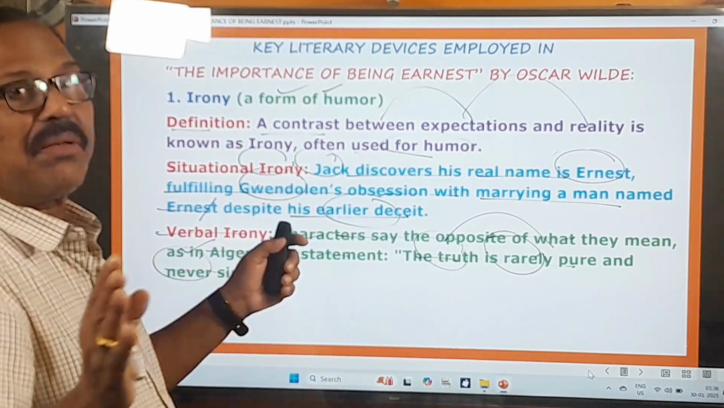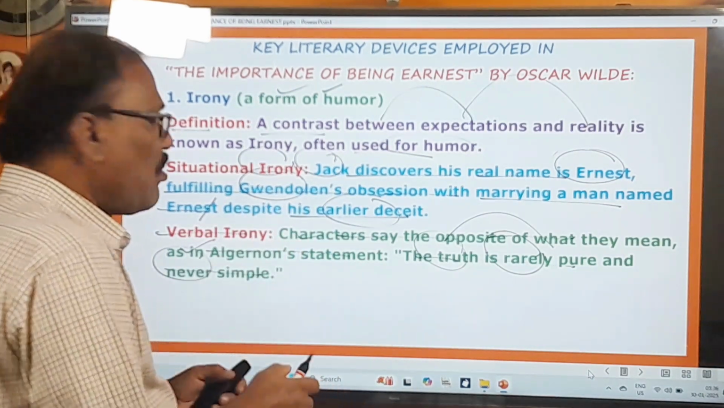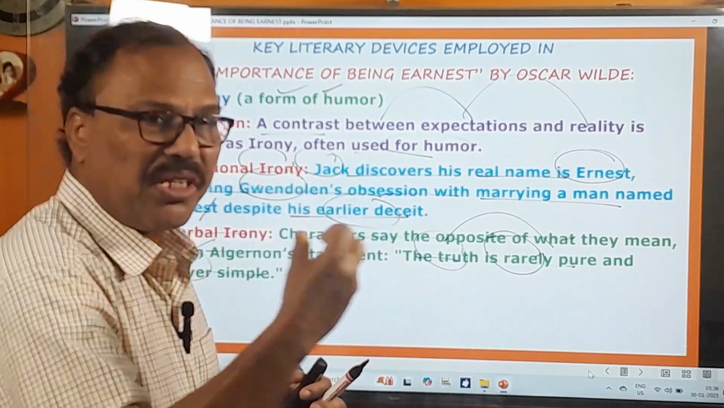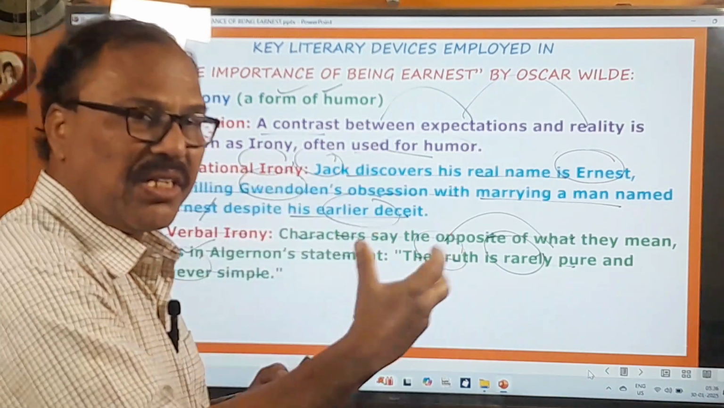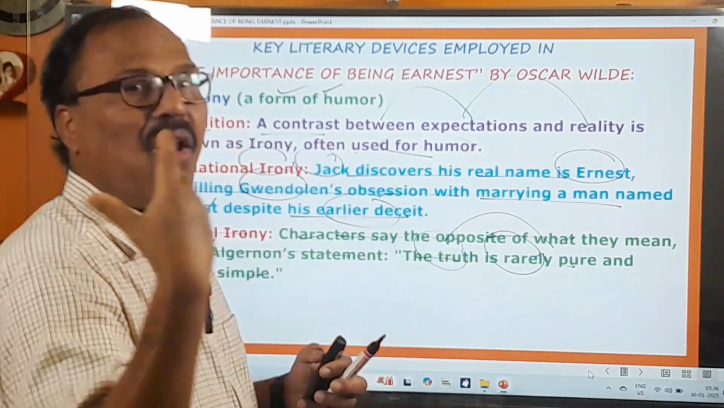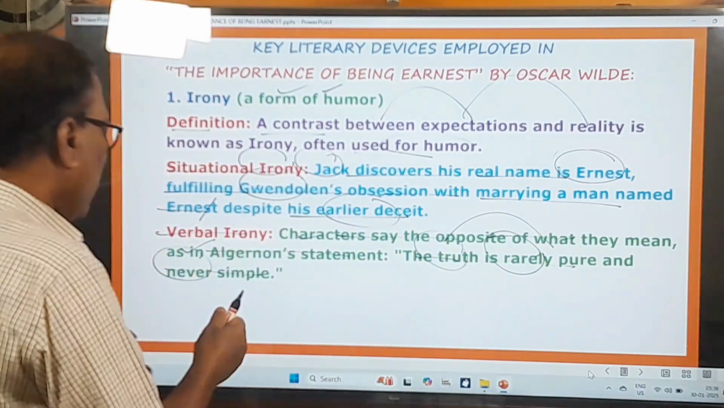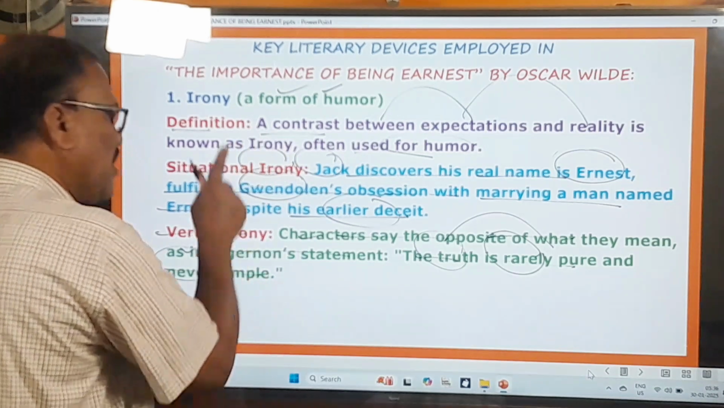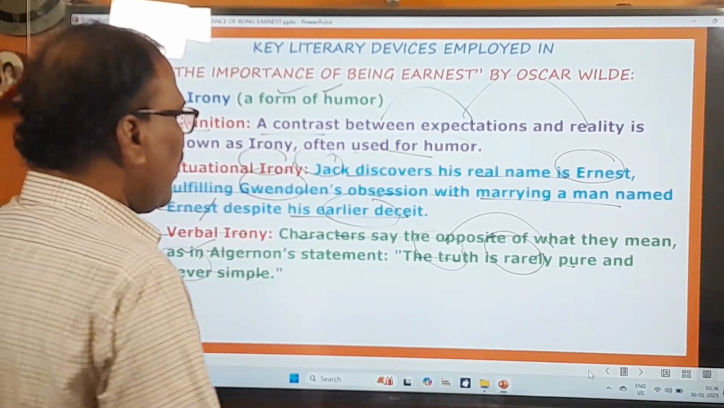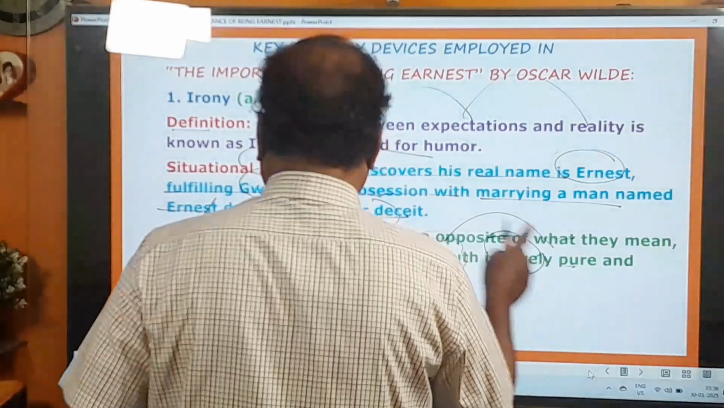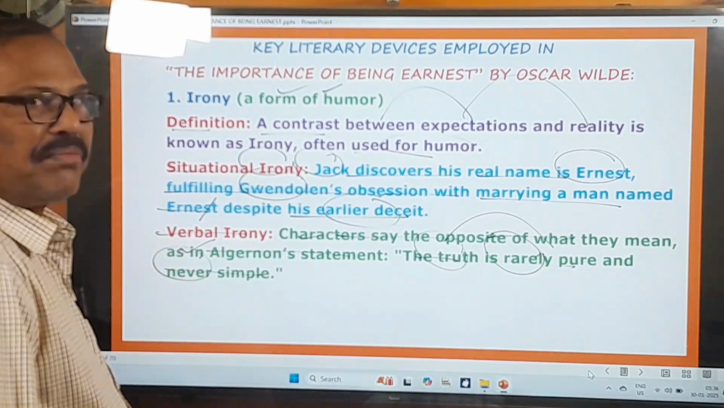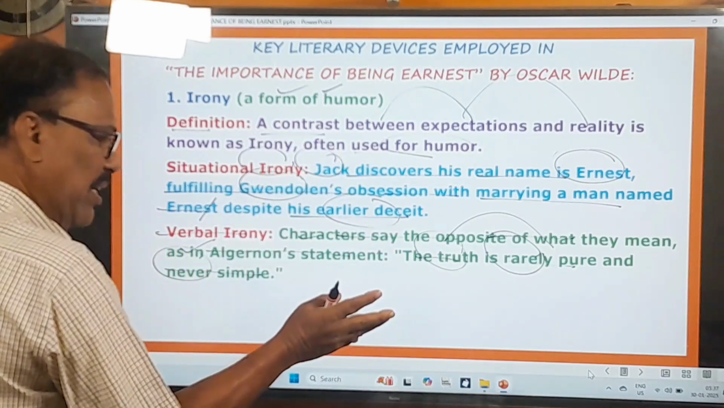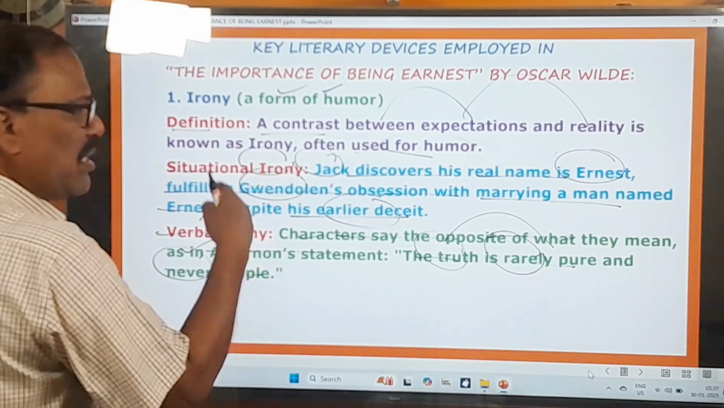So the truth is simple, but here it is never simple. It is not at all simple, because it is mixed with some kind of biases, emotions, intentions, partiality and all such things. Since it is mixed with all such negative things, it is not that simple. So in this way, the truth is rarely pure and never simple. In saying this, verbal irony is generated. Okay, verbal humor is created.